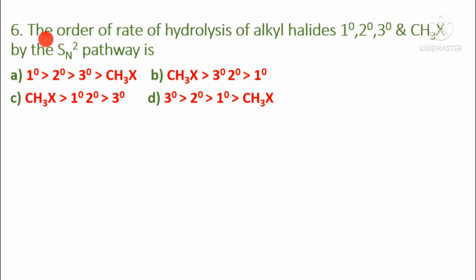Read the question, students. The order of rate of hydrolysis of alkyl halides, primary, secondary, tertiary and methyl halide, by the SN2 pathway is.